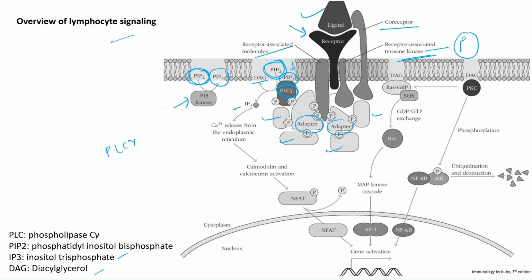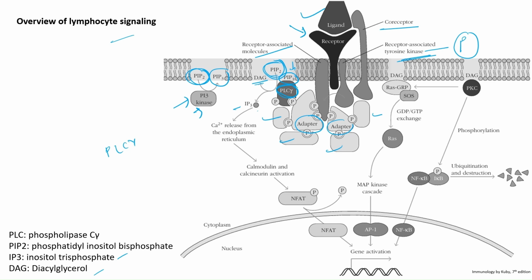So to bind with the membrane, it needs PIP3. First of all, PI3 kinase will convert PIP2 into PIP3 so that this PLC gamma will be pulled towards the membrane and remain attached on the membrane for its function. So what will it do? It will break PIP2 into DAG and IP3.